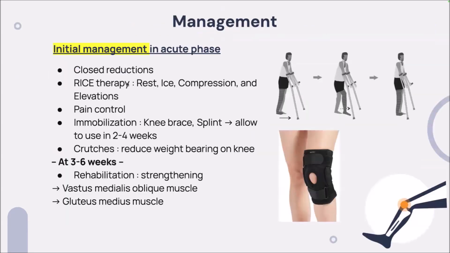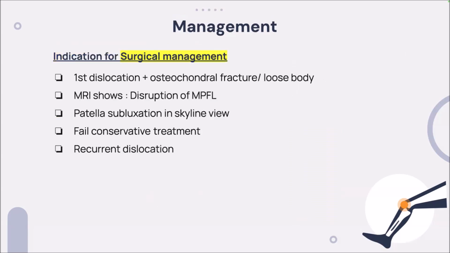For the management of the patient with patella dislocation, initial management includes closed reduction, there will be a further video on this, brace therapy, rest, ice, compression and elevation, pain control, and immobilization using a knee brace or splint, which allows use in 2 to 4 weeks, and crutches to reduce the weight bearing on the knee. At 3 to 6 weeks, the patient can do rehabilitation, the strengthening exercise of the vastus medialis oblique muscle and gluteus medius muscle.